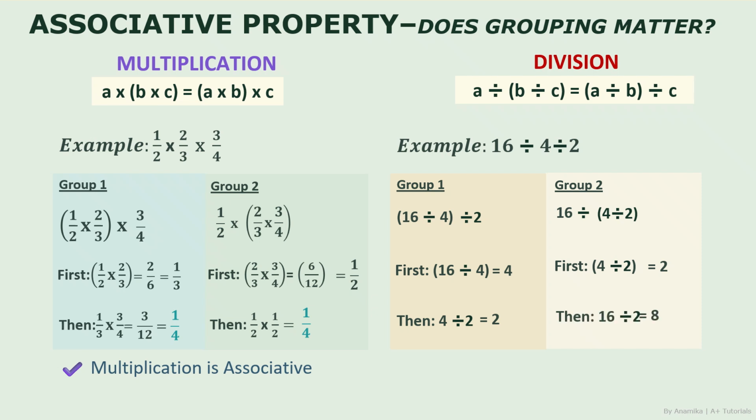Wait, what? Same numbers but totally different results. Yup, that means division is not associative. So with division, grouping matters a lot.